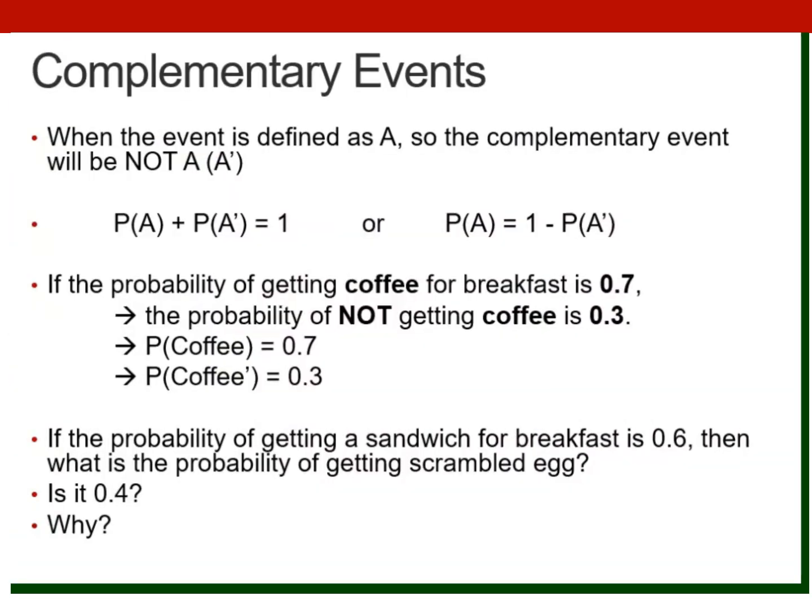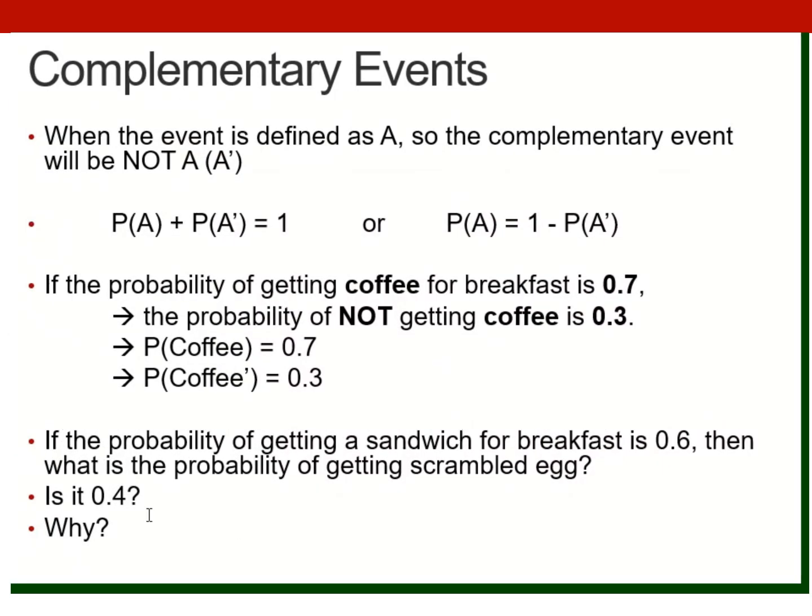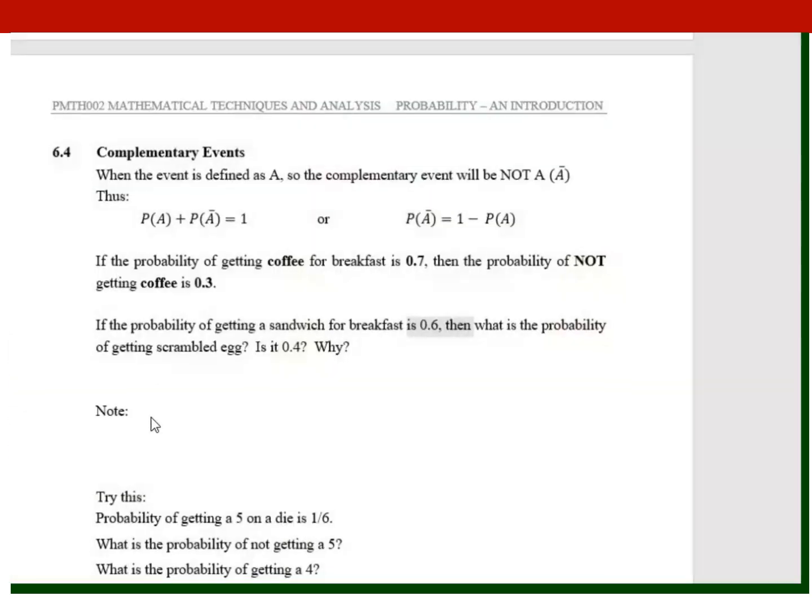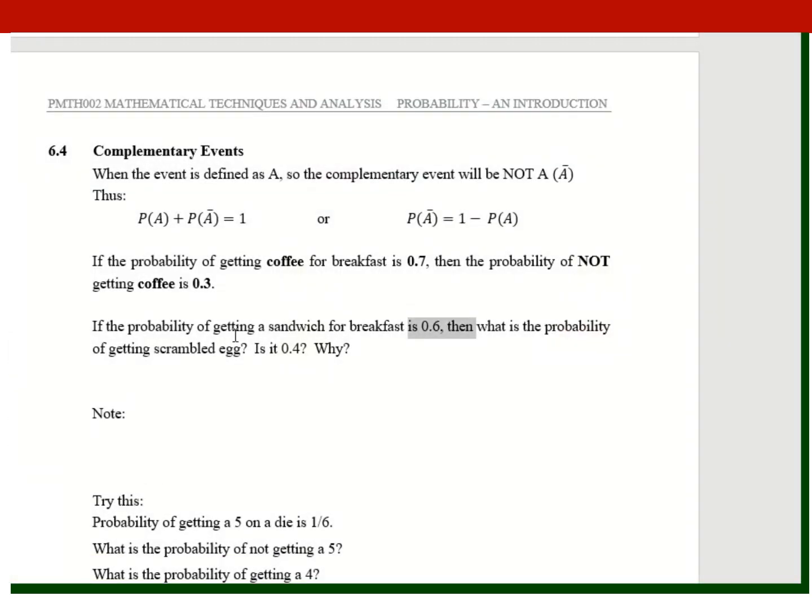Okay, when you have complementary events, so basically this is the slide. You may want to write down a note here. It is not known. All right, the probability of you getting a scrambled egg is not known. When you talk about complementary events, you must be talking about the same thing. That means the probability of getting a sandwich and not getting a sandwich.